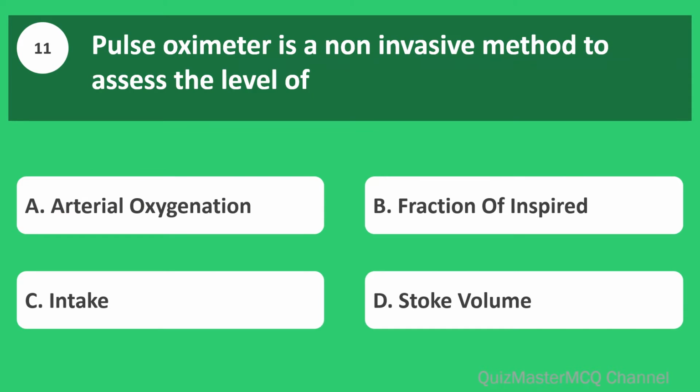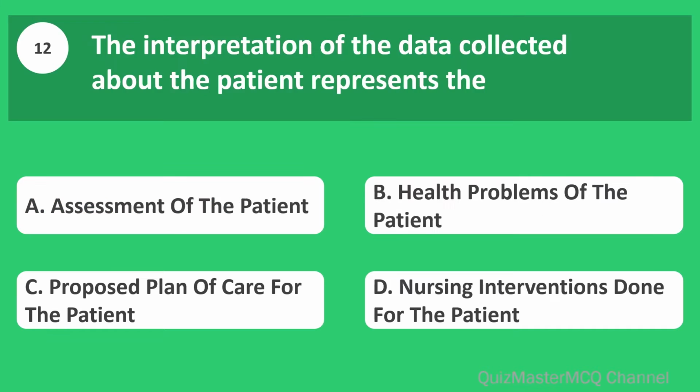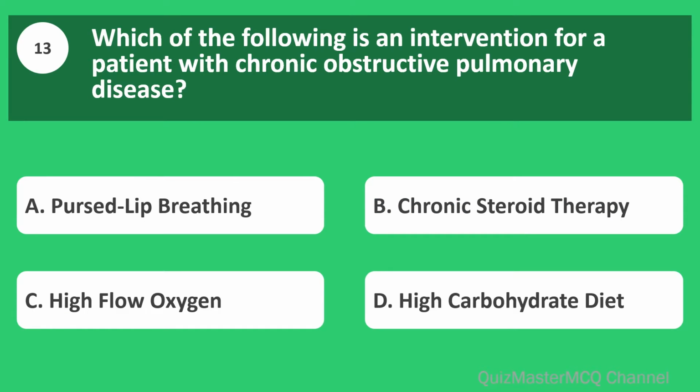Pulse oximeter is a non-invasive method to assess the level of arterial oxygenation. The interpretation of the data collected about the patient represents the health problems of the patient. Which of the following is an intervention for a patient with chronic obstructive pulmonary disease? Pursed lip breathing.